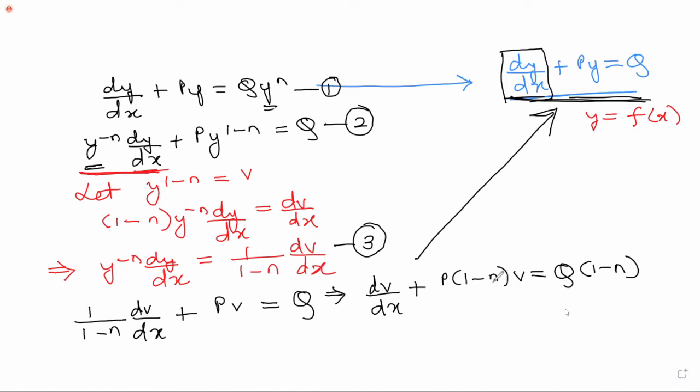Remember, n is a constant, so it is going to get merged with this P. Similarly, here also n is a constant. I have given you the conditions for n, so this is going to get merged with Q. Yes, ma'am, it is matching.